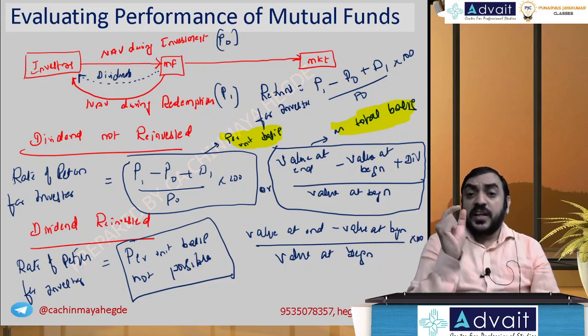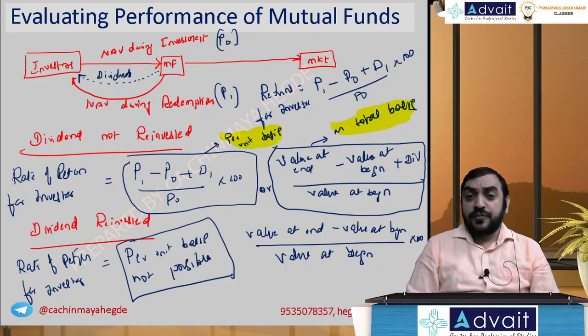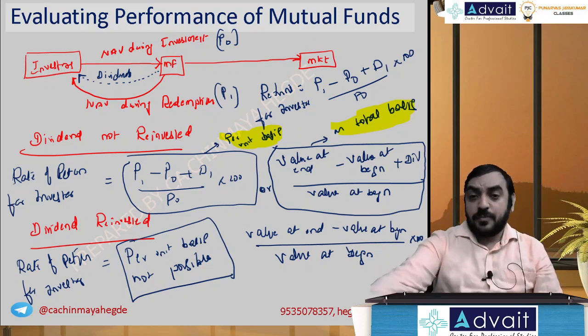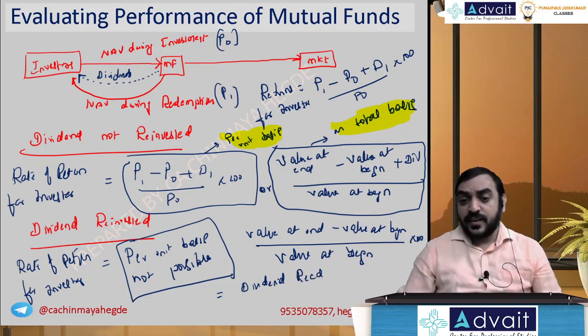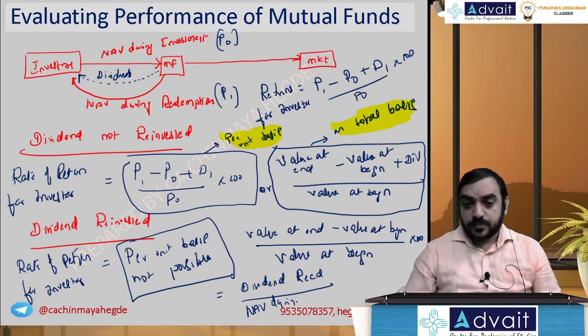Okay, next sentence. Additional number of units obtained can be calculated by dividends received, total amount of dividend received, divided by NAV during reinvestment.